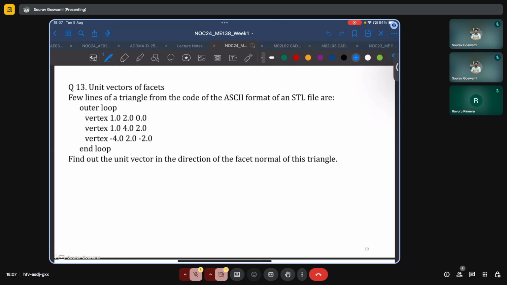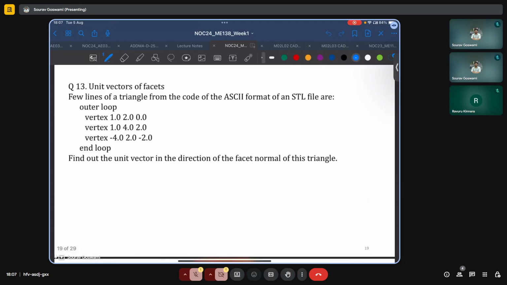The first question today deals with unit vectors of facets. The question says that a few lines of a triangle from the code of an ASCII format of a STL file are given. They are here. We have the outer loop, then the vertices, and then the end loop. And we are asked to find out the unit vector in the direction of the facet normal of this triangle. The derivation and the formulae for this question are already covered by Professor Kapil in great detail. I'll apply them directly.